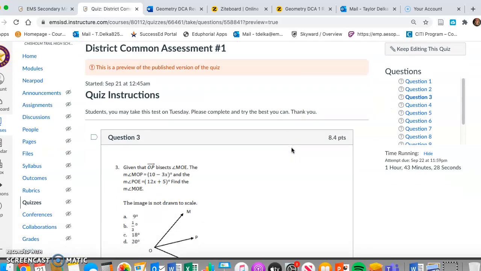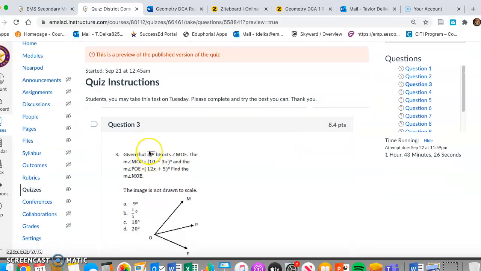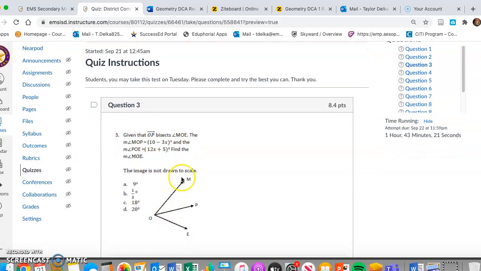All right, given that, and I look at it, it's a ray, OP, that bisects angle MOE. So MOE, and OP is the ray. The measure of MOP is 10 minus 3x, and the measure of POE is 12x plus 5. Find MOE. Okay, if it says bisects, that means that this and this are going to equal each other. Even though they're different equations, we're still going to set those equal to each other.